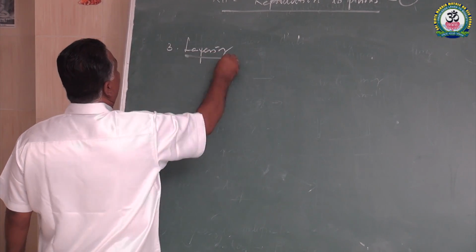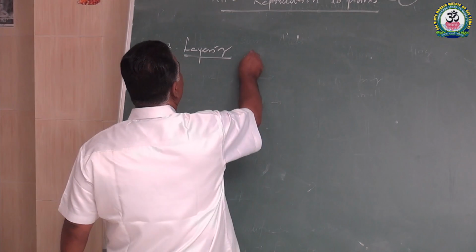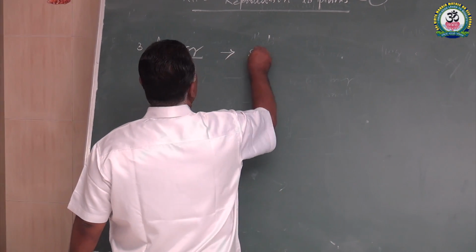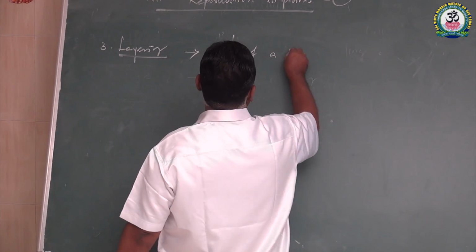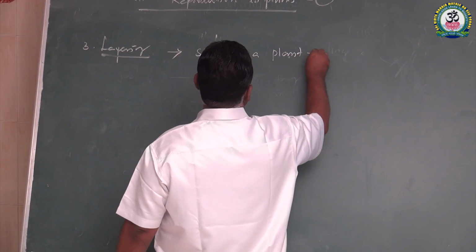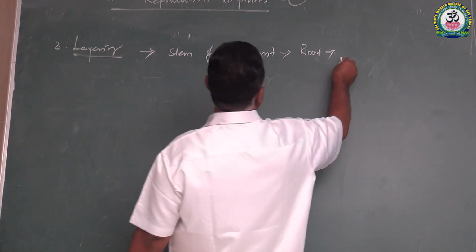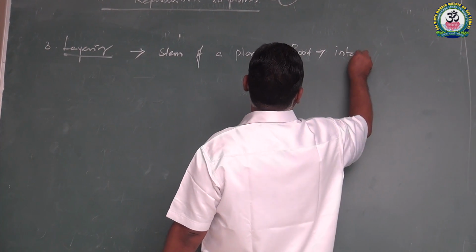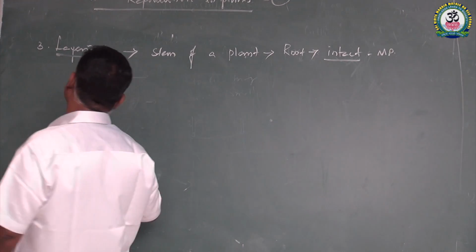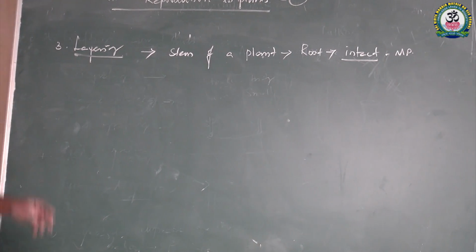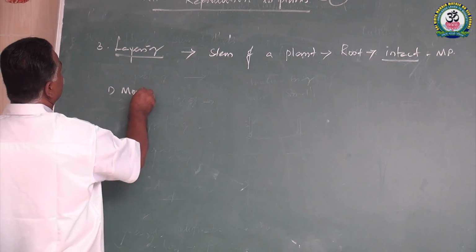What is layering? Layering is a method by which the stem of one plant is made to produce roots when it is intact or in connection with the mother plant. So this is called layering. In layering, we have two types. One is mound layering.